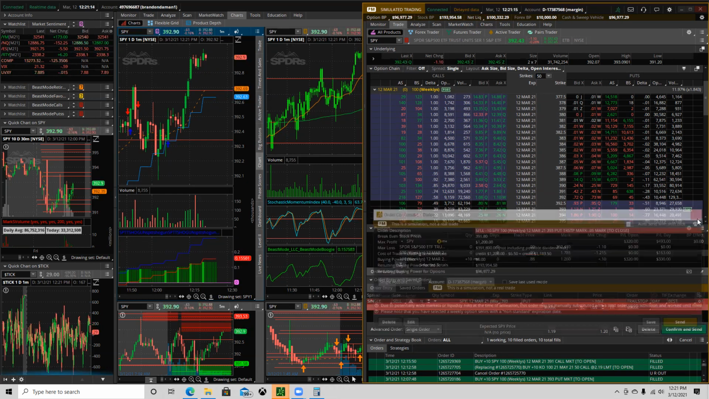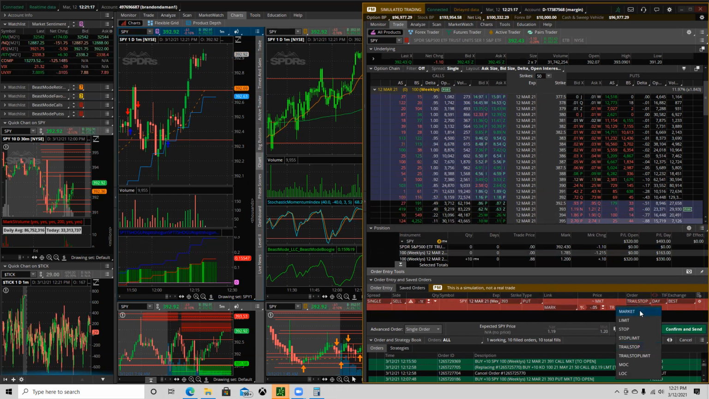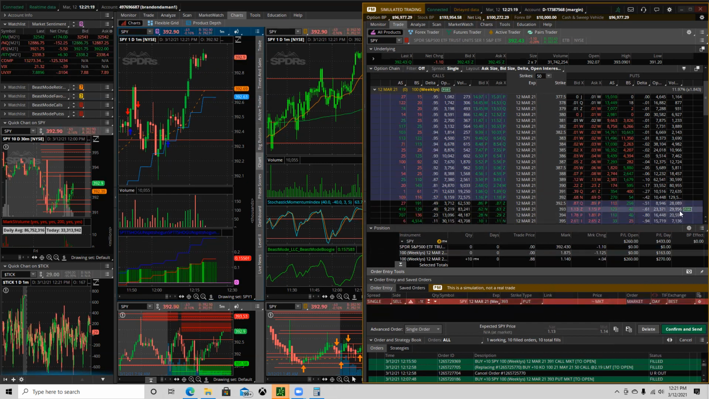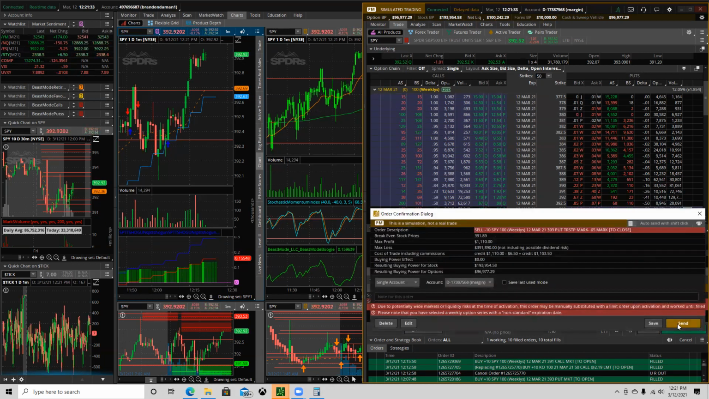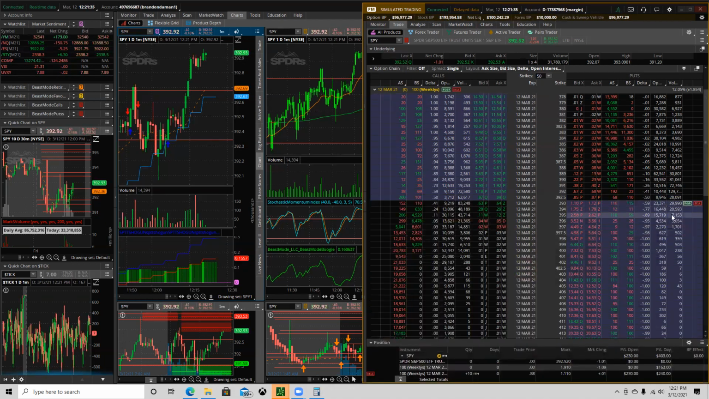So real quick, again, we're in this position. We're going to close out of this position because we're still in it. We go to trail stop. I like the trail stop on the option itself, 5 cents. You can change this to whatever you want. If you want to give it a little more room, go to 10 cents or 15 cents. You press confirm and send, and you're now in a trail stop.